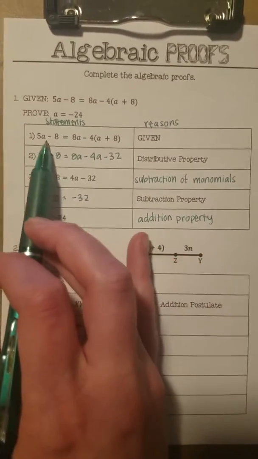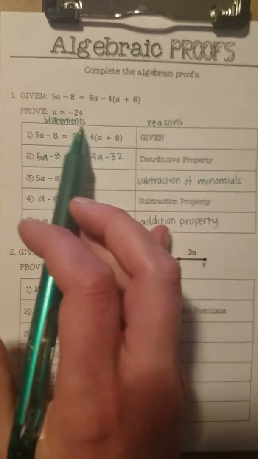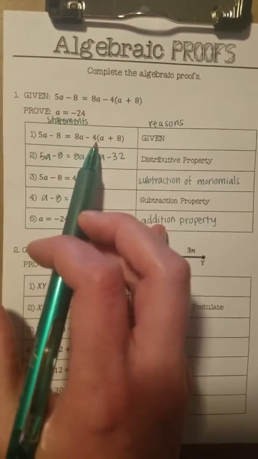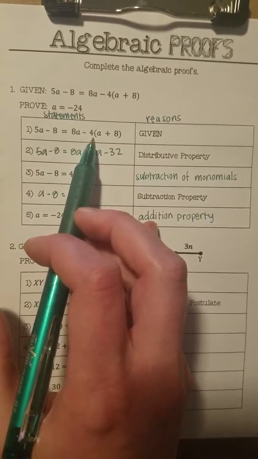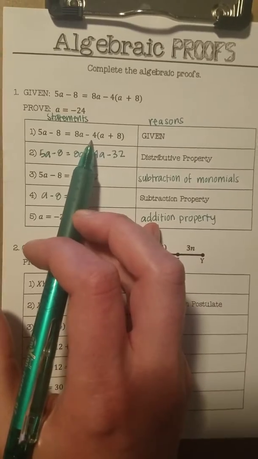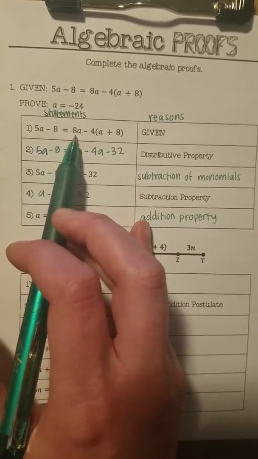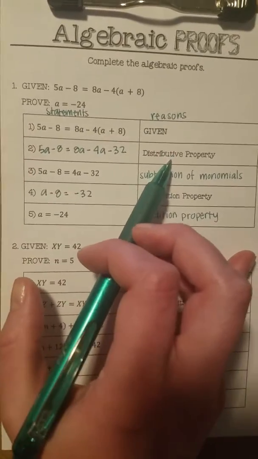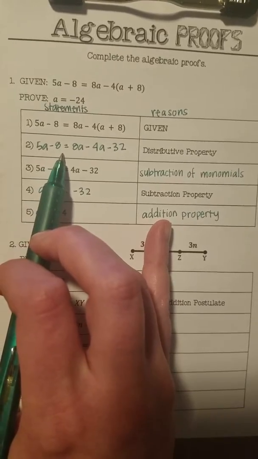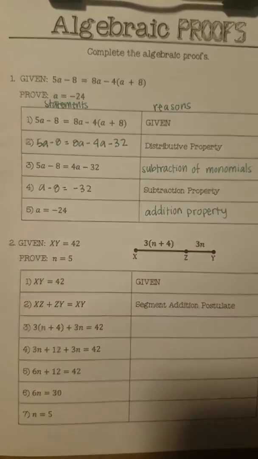What we do then is we just take our next logical step. In this case, in order to solve for a, our next logical step would be to distribute this negative 4 here. So we use the distributive property, and because 5a minus 8 equals 8a minus 4 times a plus 8, we know by the distributive property that 5a minus 8 equals 8a minus 4a minus 32.